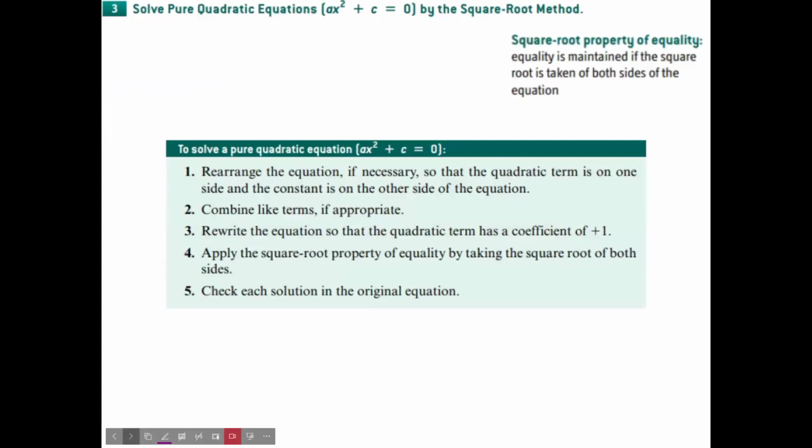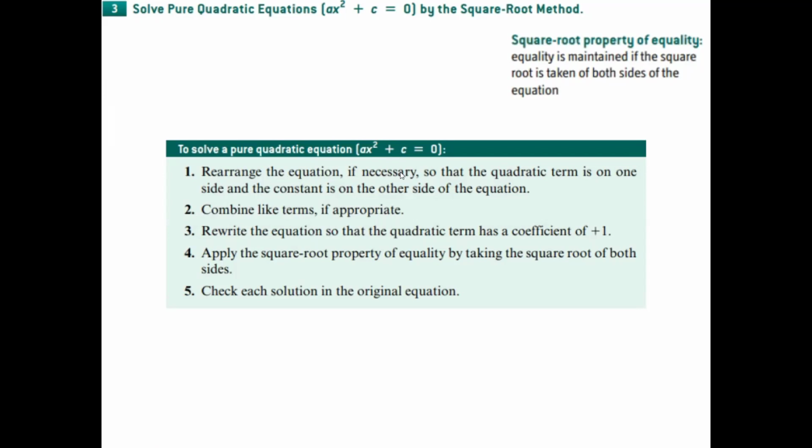So, solving pure quadratic equations. We will do it step by step, learning how to deal with that, by the square root method. The square root property of equality: equality is maintained if the square root is taken of both sides of the equation, right?